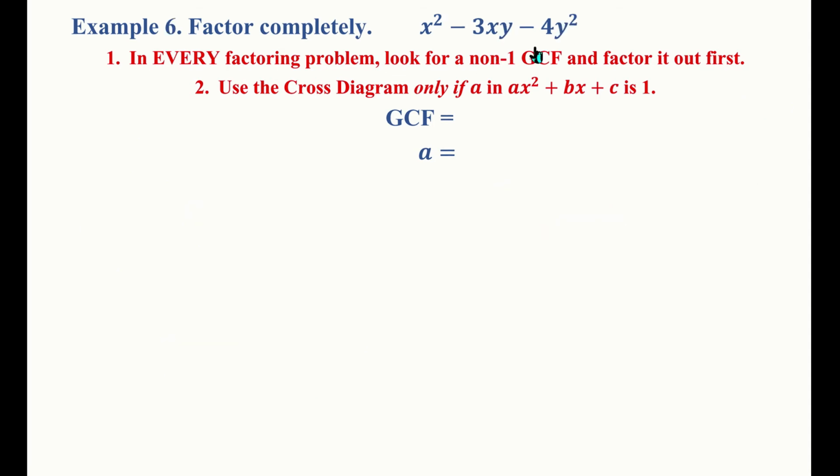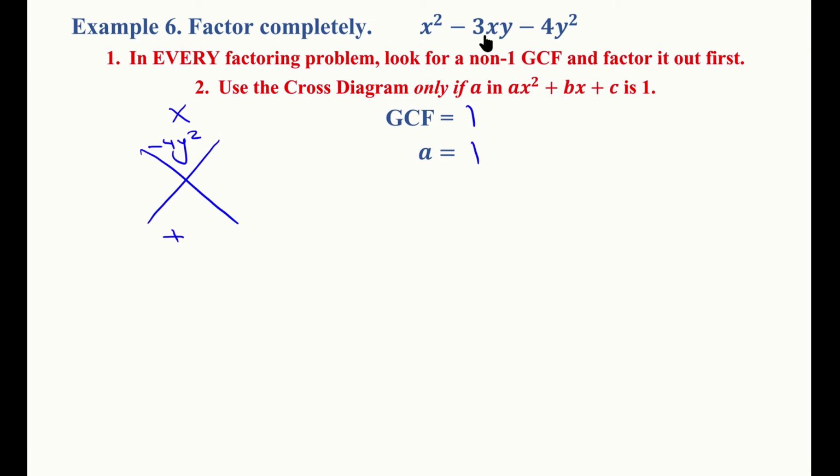Here's an example involving two variables. It's handled in very much the same way. We notice that the GCF is in fact 1. These three terms don't have anything other than 1 in common, and A is also 1. So in fact, we could use the cross diagram, looking for two numbers, or actually we should say two expressions here, whose product is negative 4y squared and whose sum.